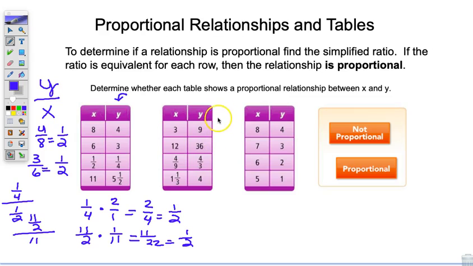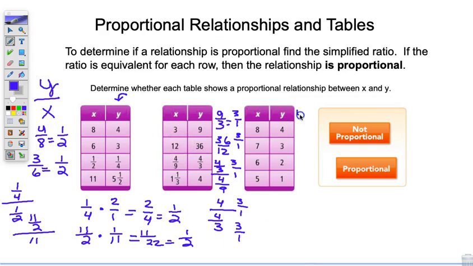Doing the same thing to the second table, we will have 9/3. This will be 36/12. This will be 4/3 over 4/9. And the last one is 4/3. If you find and reduce all of these fractions, you will notice that they all reduce to 3/1. Using your calculator, you can do these pretty quickly and find the results. They are all 3/1. So the second table is also proportional.